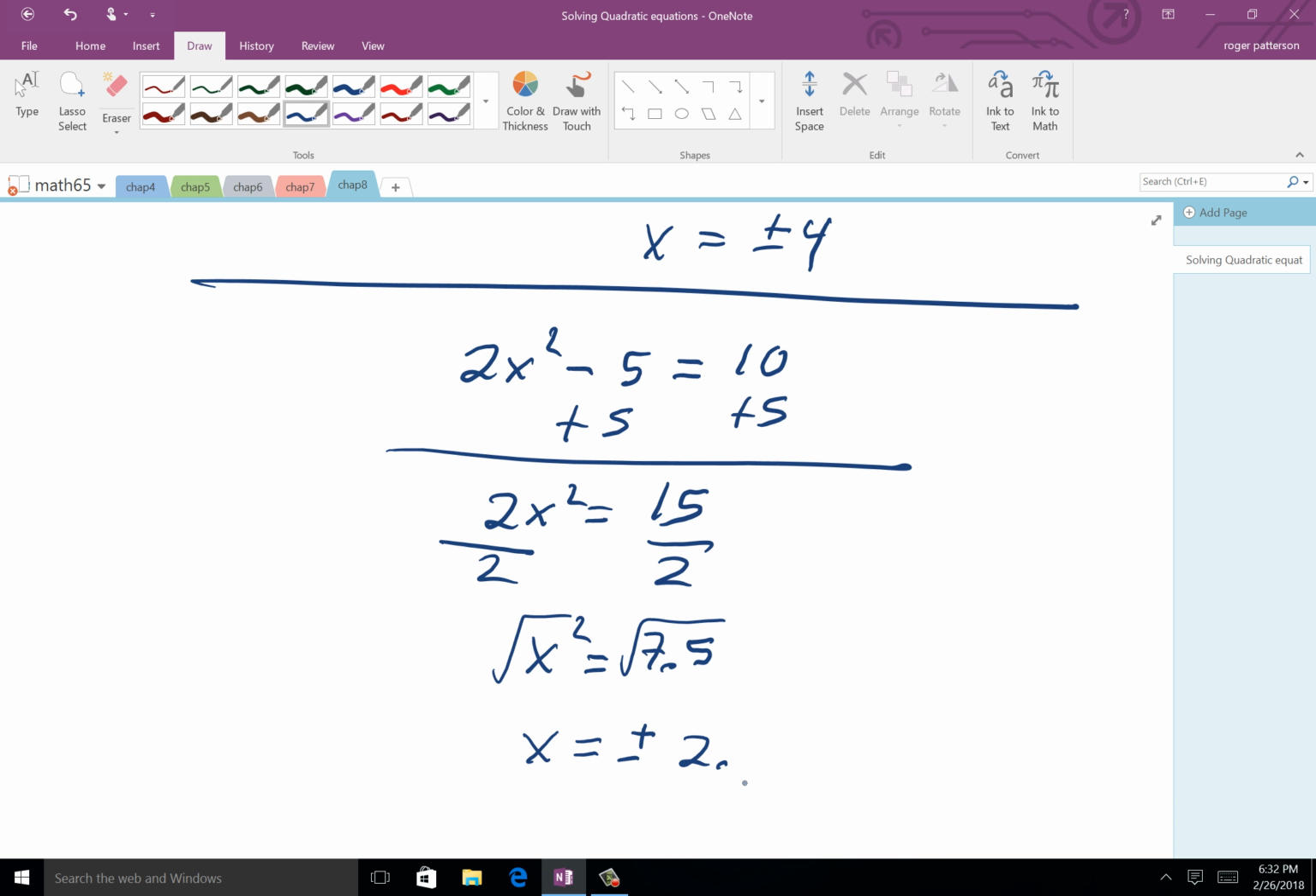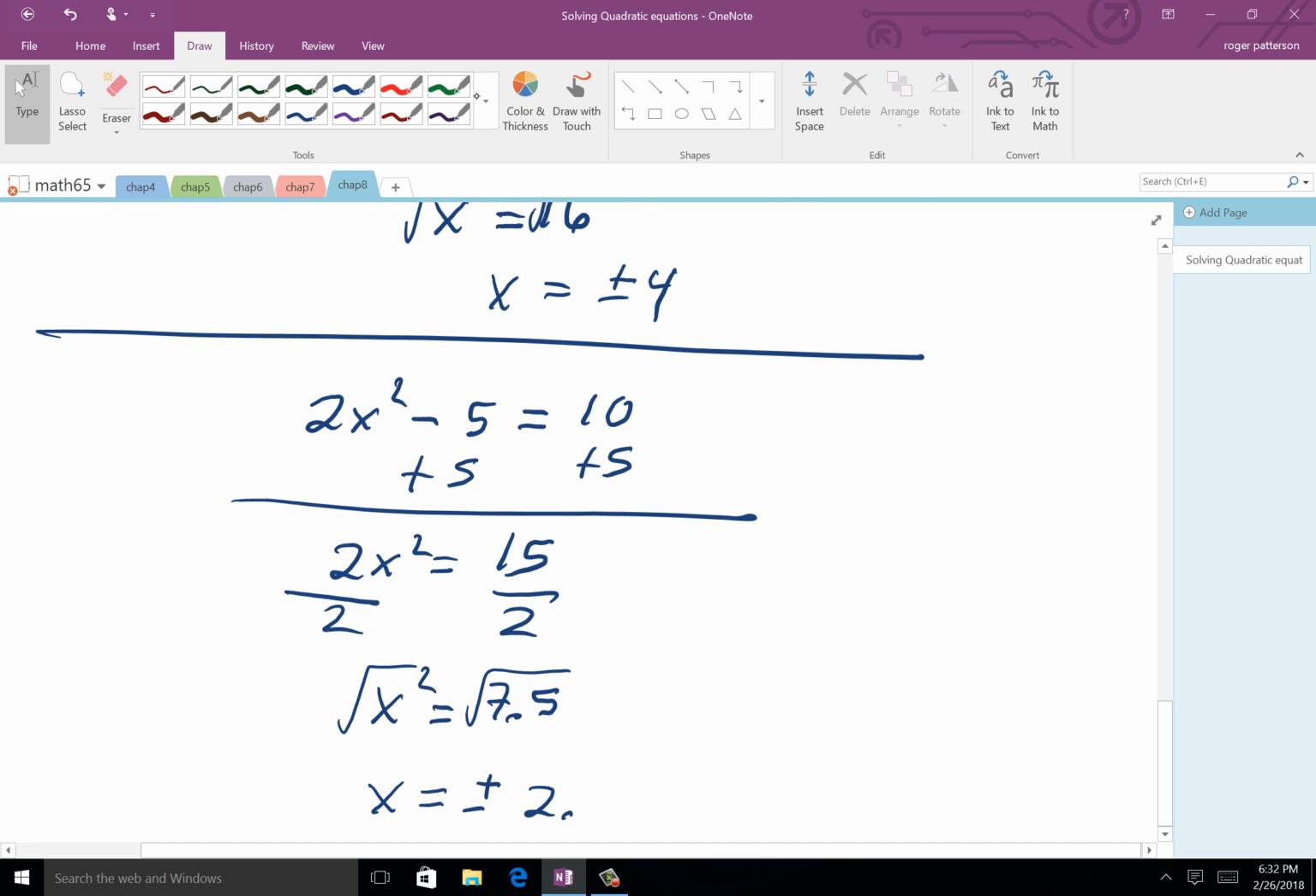Okay, but that just gives you a decimal approximation. In some cases, that's okay. I mean, maybe that's all you're looking for. All right.